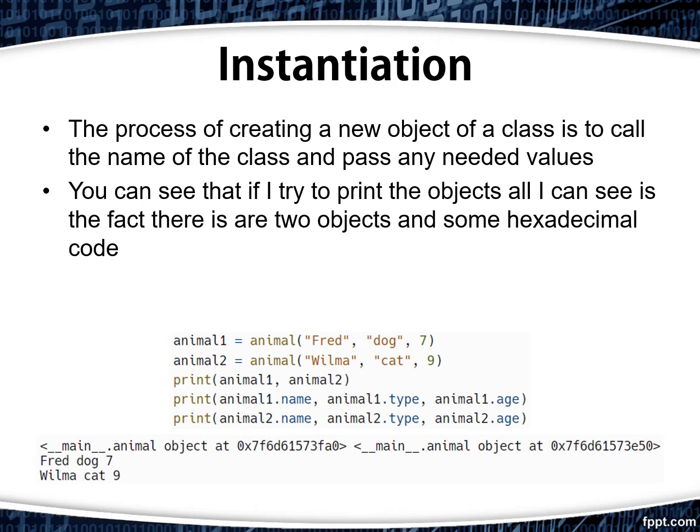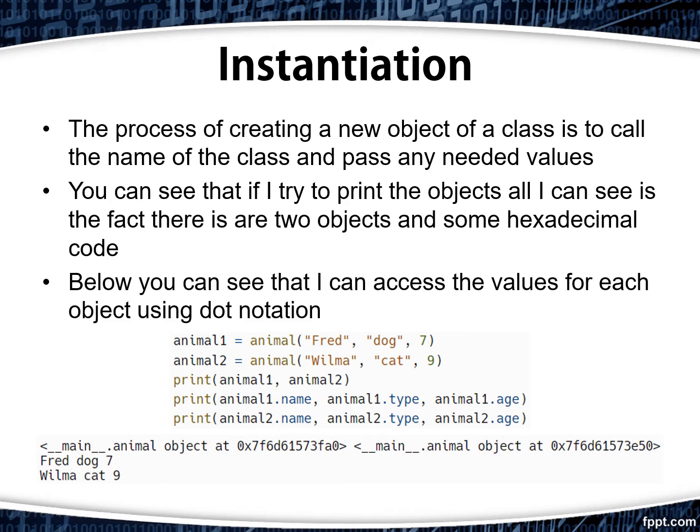Below that, you can see that I can access the values for each object using dot notation. That is, by saying animal1.name, animal1.type, and animal1.age, I will access the values for each of those attributes. You can also see in the example that each instance of the animal class, that is, animal1 and animal2, each has its own different name, type, and age.